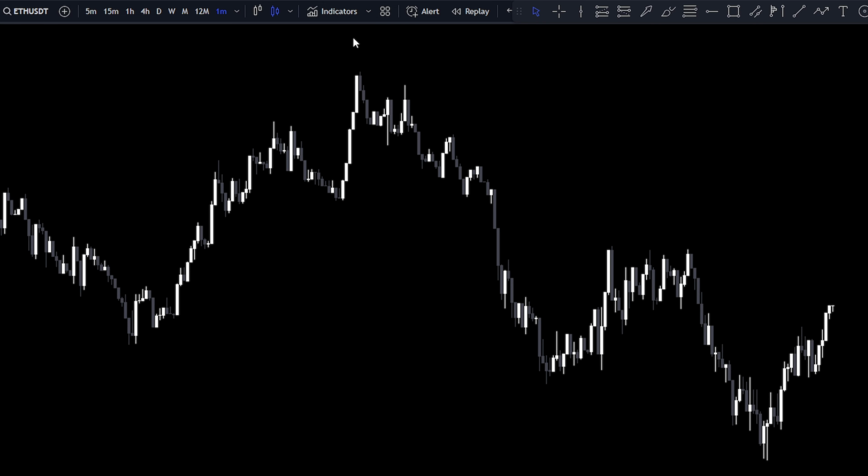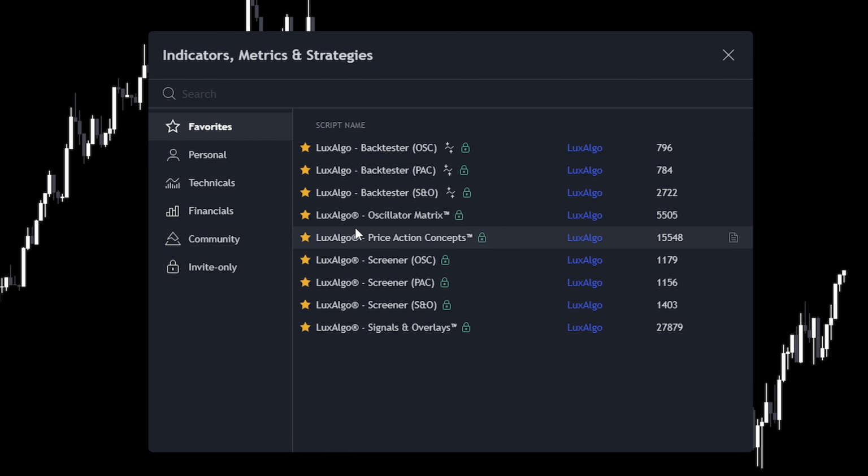In order to add this indicator to the chart, we'll need to head over to the Indicator section and select the LuxAlgo Premium Price Action Concepts.